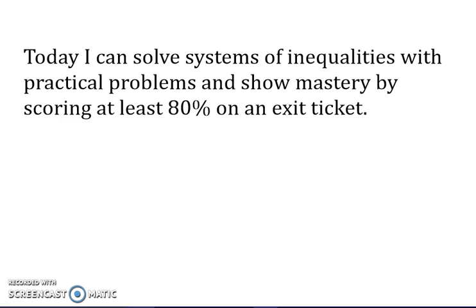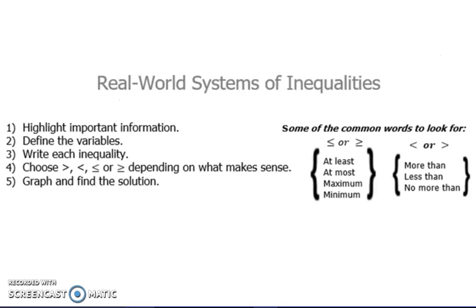Now, if you look at the note sheet, the big steps for real-world systems of inequalities is we want to make sure we highlight the important information, make sure we know what our variables are, write each inequality, which in this case is going to be 2 since we're doing a system. We want to choose our sign depending on what makes sense, and then sometimes we're going to graph and find the solution.